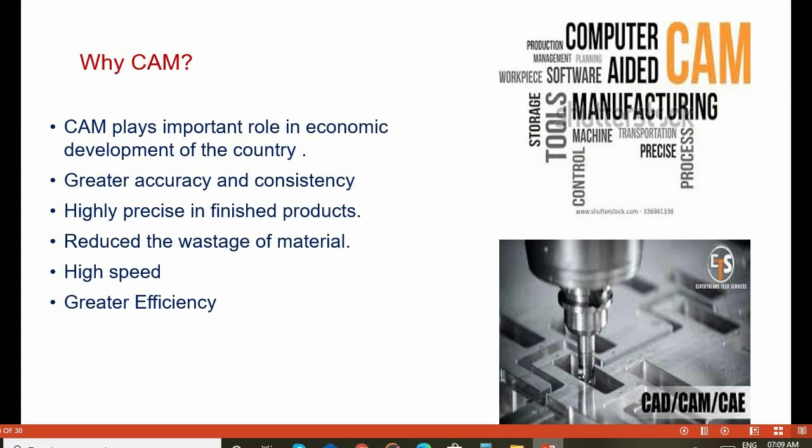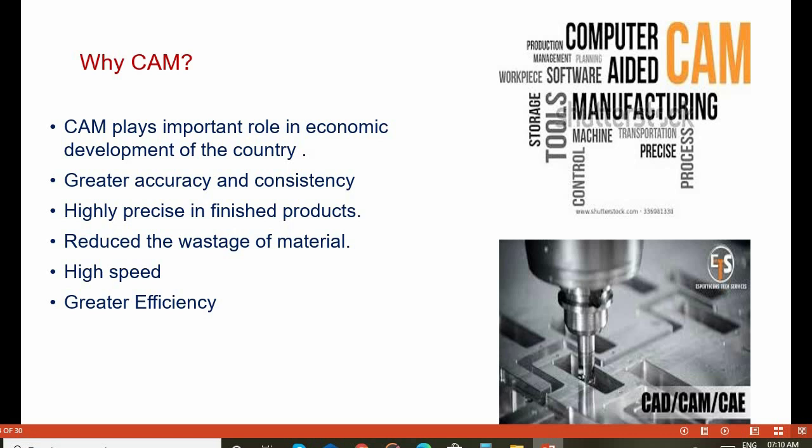Now we are coming to computer-aided manufacturing. Why do we study computer-aided manufacturing? Computer-aided manufacturing plays an important role in the economic development of the country. It gives greater accuracy and consistency. The finished products are highly precise, with greater accuracy and consistency throughout the manufacturing.